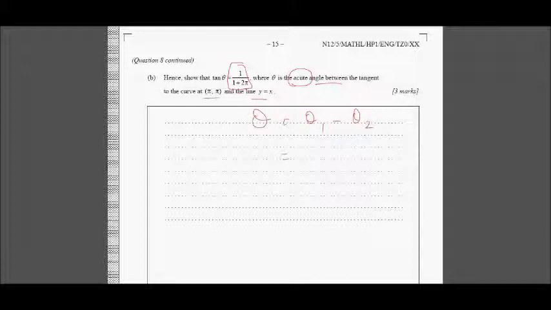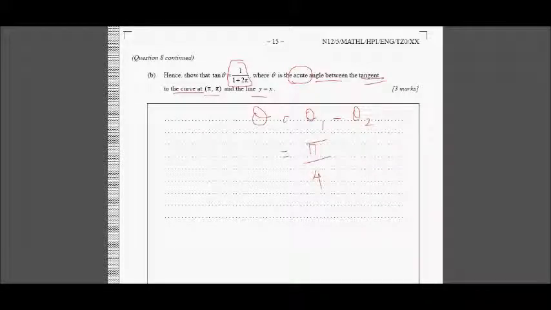The angle of y equal to x is π over 4, and the tangent to the curve at (π, π) is what you just found from the previous part. If you made a mistake in that, you might still get follow-through marks here, using whatever you got in the previous part. And then this is what your θ is, and then you need to find the tan θ of this. Please check the marking scheme for this.